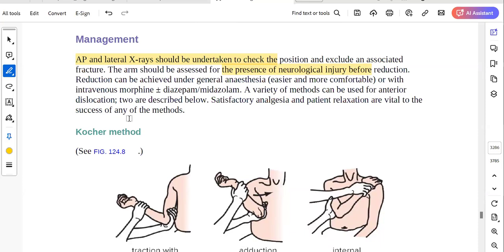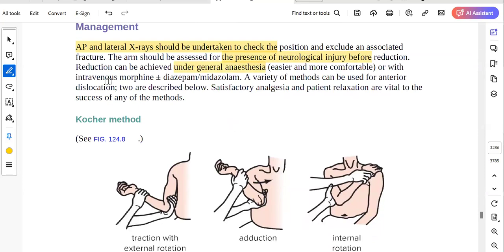And reduction, usually, you can do it under general anesthesia, or you can put the patient on IV morphine and diazepam. But many times, if it is really painful, you just put the patient under sleep and then relocate the shoulder joint. How to do the relocation?